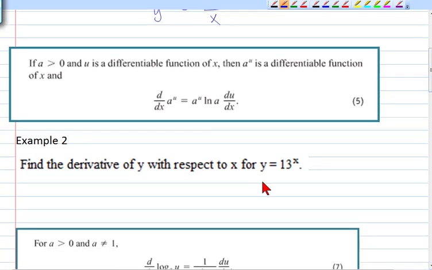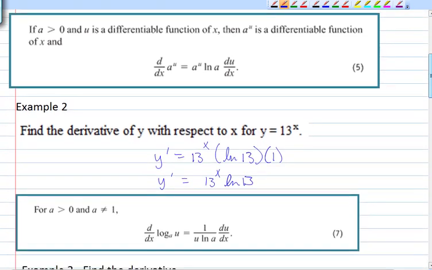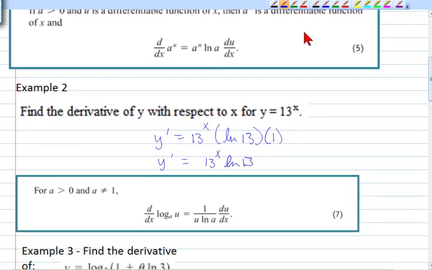So here we're asked to find the derivative of y with respect to x. Just use the new rule. Y prime is equal to 13 raised to the x times the natural log of 13 times the derivative of that x, which is 1. Cleaning this up, we get the derivative is 13 to the x natural log 13, and natural log 13 is just a number, it's a constant. This is the derivative of an exponential where the base is not e.